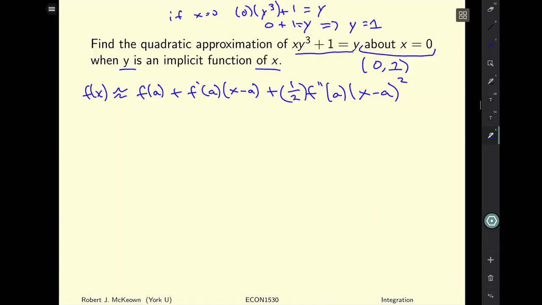So to start, let's define each of these. f of a, well, what's y equal to when a is equal to 0? It's just equal to 1. That's what we showed up here.